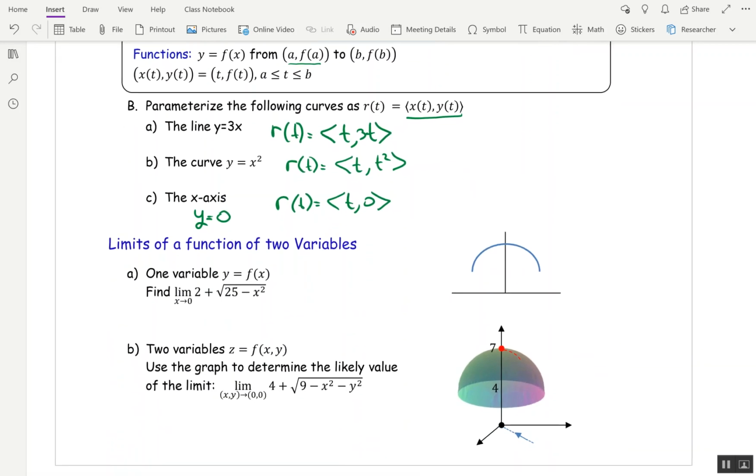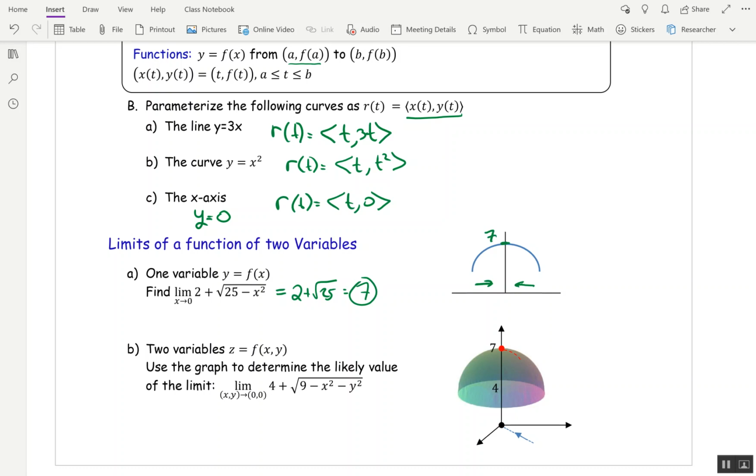Okay, let me remind you how limits of functions of one variable work. When you're finding a limit and nothing bad happens, like you're not dividing by 0, you can simply take this number here, x equals 0, where you're taking the limit, and plug it in for x and get your answer, and that'll be your limit. So this is going to be 2 plus the square root of 25, which is 7. Nothing bad happened, so that's our limit. So that means as I'm coming in to 0 here on the x-axis, my y values are approaching 7.